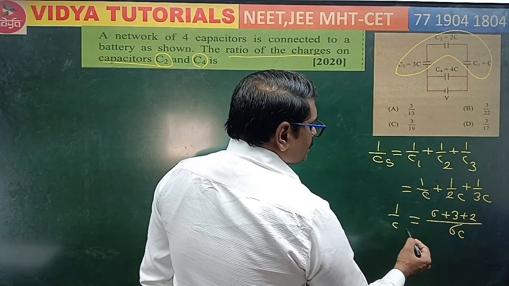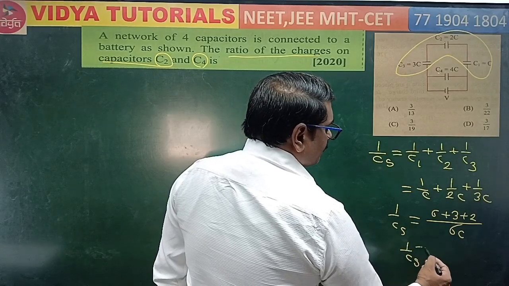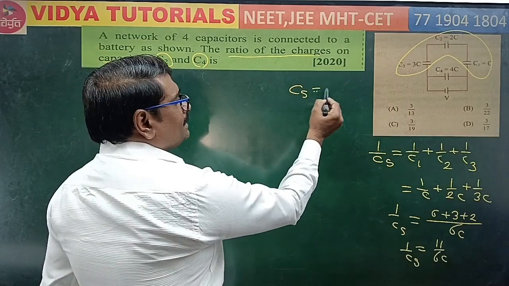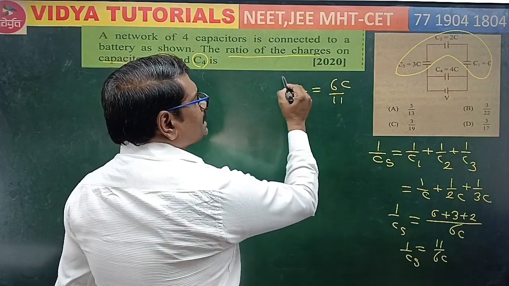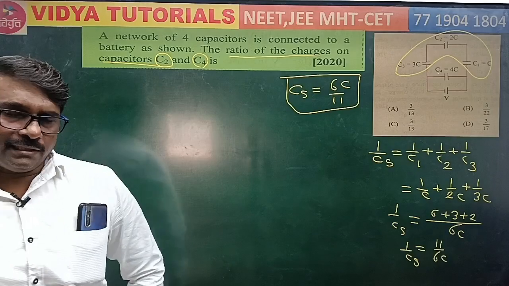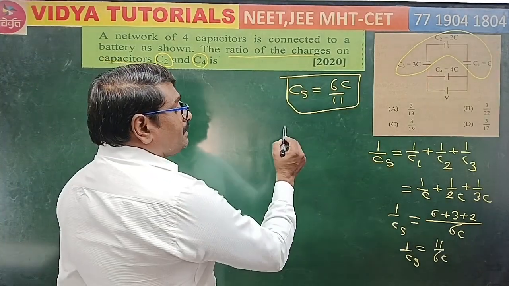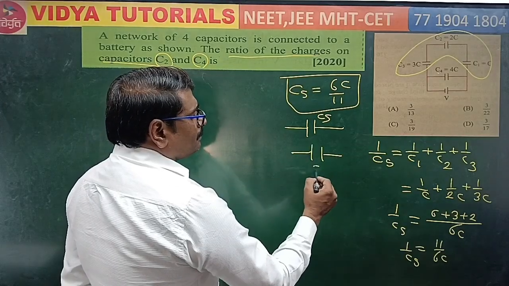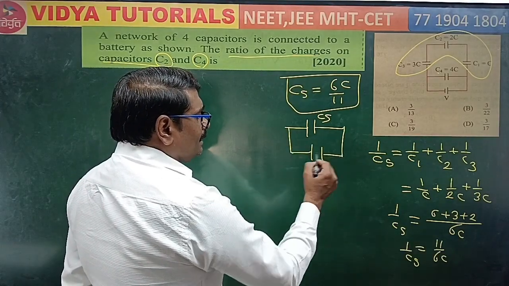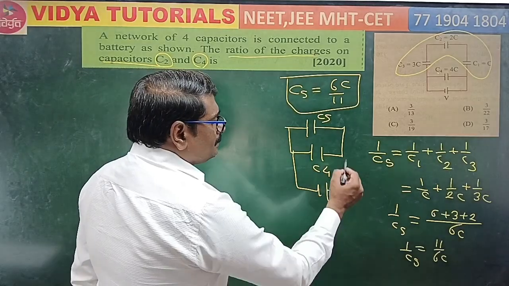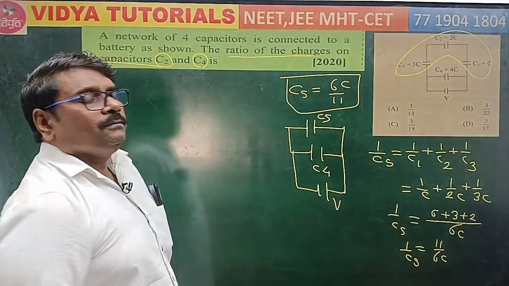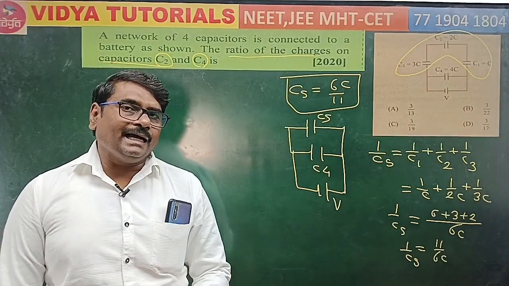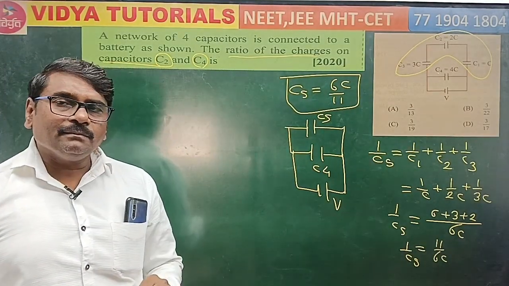Adding these values, 1 upon CS equals 11 by 6C, and hence CS we get 6C upon 11. Okay, this was our first work, to find CS. Now the network will become like this. This is CS, this is C4, both are connected in parallel, and across them there is a cell of potential difference V. When we observe this figure, we conclude that these 2 capacitors are in parallel combination.